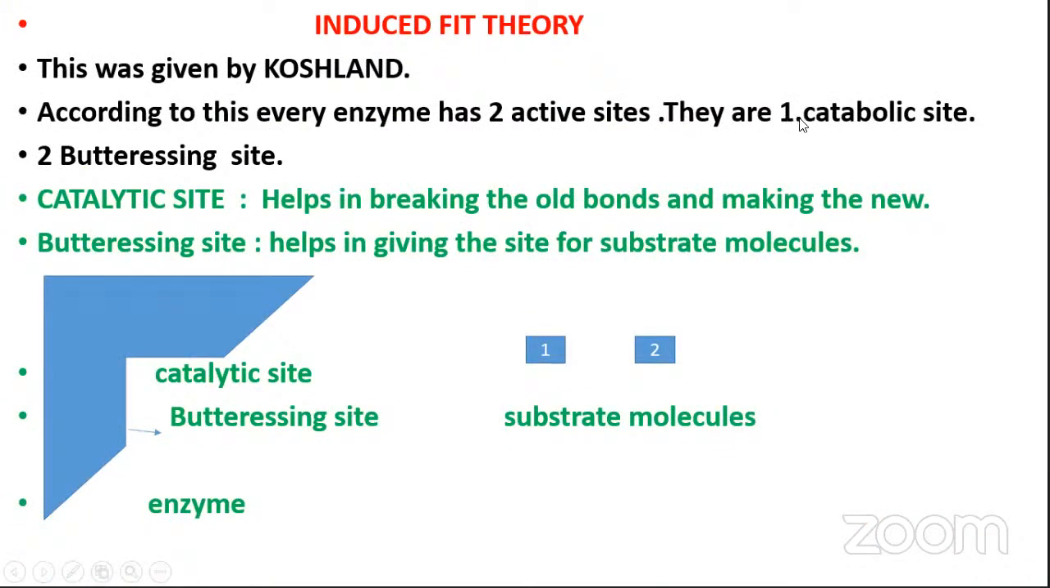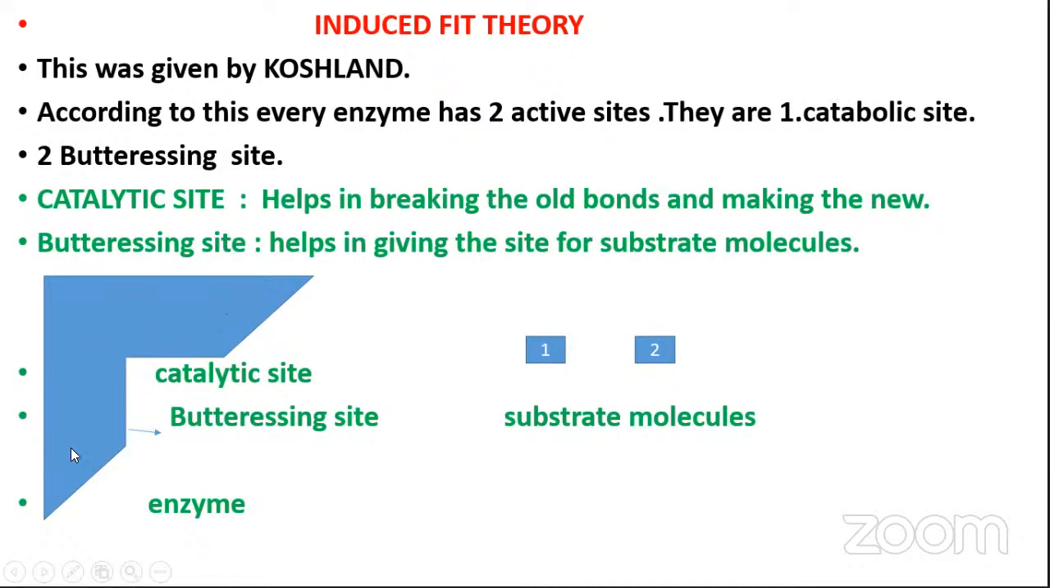One is the catalytic site, and the other is the buttressing site. So each and every enzyme has two active sites. It is the characteristic feature of induced fit theory, which was proposed by Koshland. And if we observe the structure of an enzyme, it will be in this way.